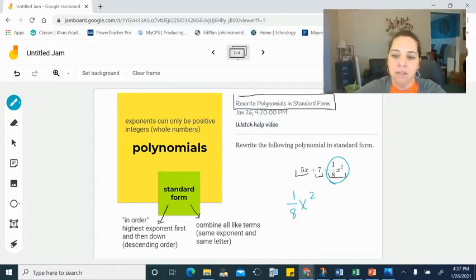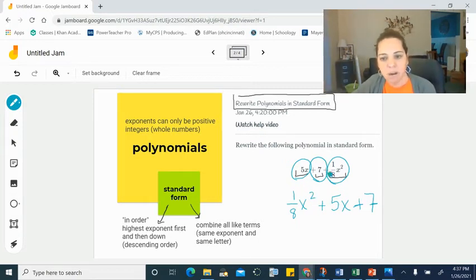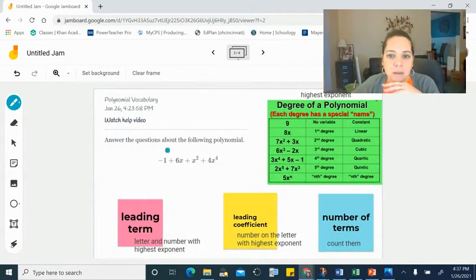And then the next one, let's see, is there an x, plain old x? Yep. So then we have 5x, and it's positive, so we're adding it. And then we have that plus 7. So when it comes to putting them in the right order, standard form, that's as simple as it gets. You rewrite them in the order from highest exponent and then down. Just be careful if there's any negatives. For example, if this had been negative 1/8, we would need to put a negative out front. Don't forget that.